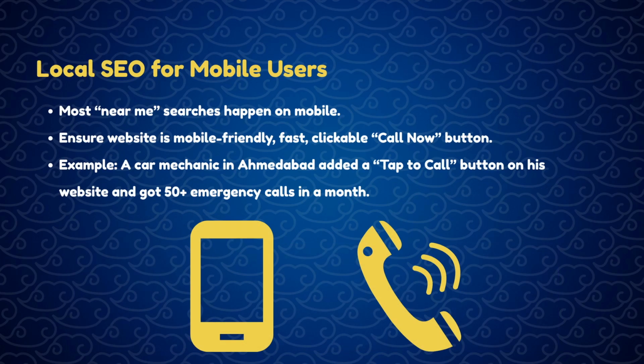Now we are going to see how to do local SEO for mobile users. Most internet users use mobile to search on Google, so you have to optimize for mobile users. Most nearby searches happen on mobile, so ensure your website is mobile friendly, fast, and has a clickable call now button. For example, a car mechanic in Ahmedabad added a tap to call button on his website and got 50 plus emergency calls in a month.